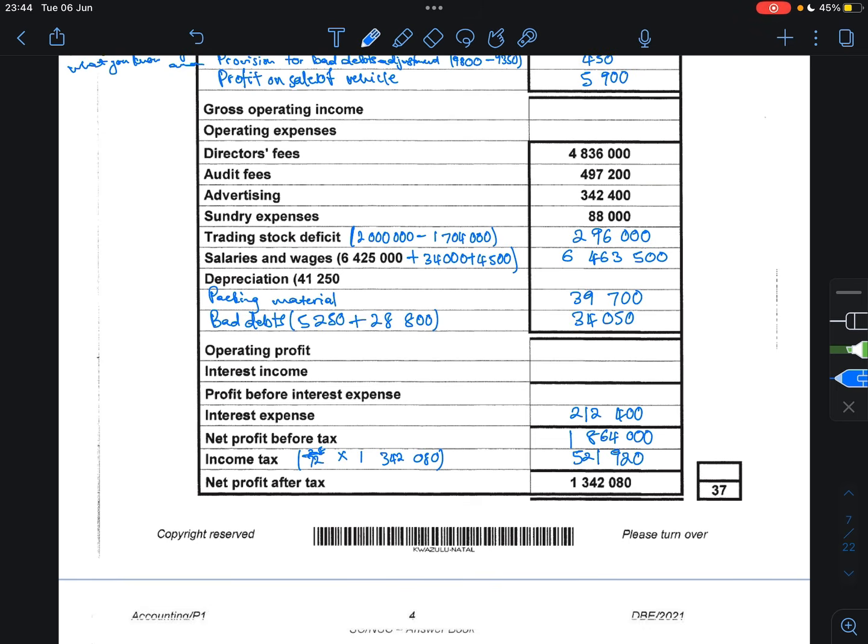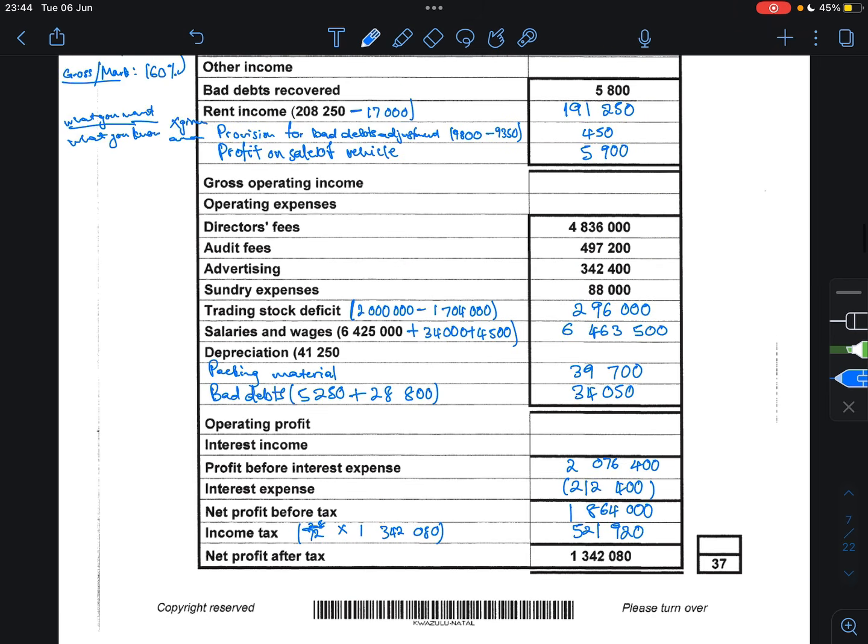And then now you can just simply work your way up. Because this is interest expense, we have brackets there, and then you add it back because we are working in reverse. We have 2,076,400. Okay, and then now we can't continue working because we need to complete our operating expenses.